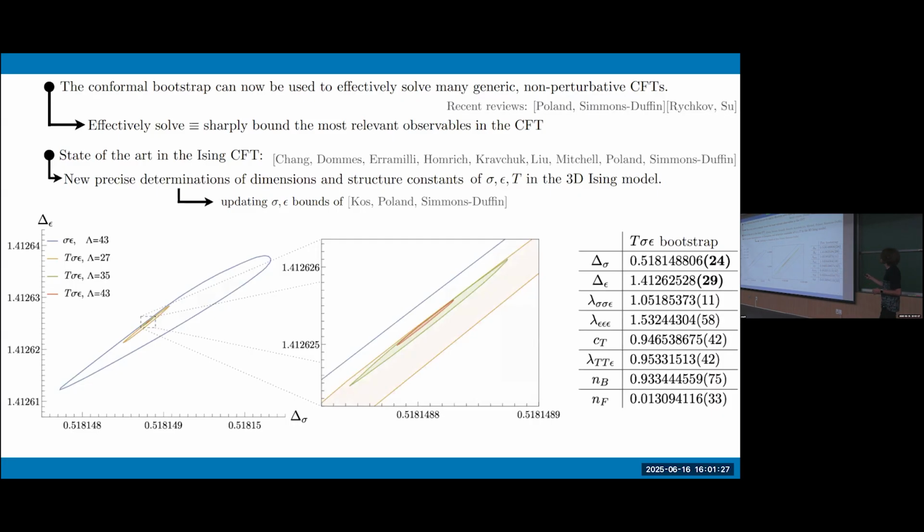So for example, we recently released this study of the Ising CFT in 3 dimensions, where we consider the bootstrap system of 4-point correlation functions of the spin, energy, and stress tensor operators in this theory, which allowed us to determine the scaling dimensions and the structure constants of these operators to 9 digits. So in a sense, the conformal bootstrap allows us to do precision physics in these strongly coupled conformal field theories.